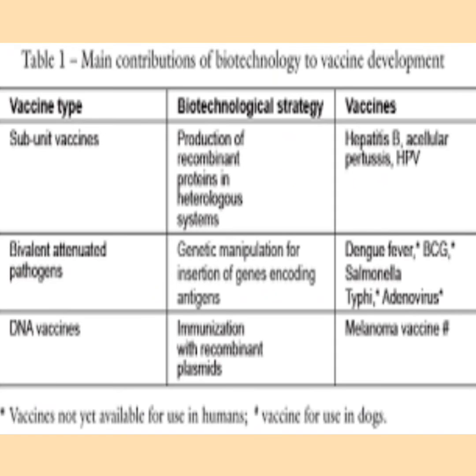So, the main contributions of biotechnology to vaccine development. Subunit vaccines were manufactured by the recombination of proteins in heterologous systems. Example, hepatitis B, acellular pertussis vaccine, HPV. Bivalent attenuated pathogens were used where the genetic manipulation for insertion of genes encoding antigens is done. For example, the manufacture of dengue fever vaccine, BCG, Salmonella typhi, and adenovirus. The DNA vaccines were manufactured with immunization with recombinant plasmids. Example, the melanoma vaccine is manufactured.